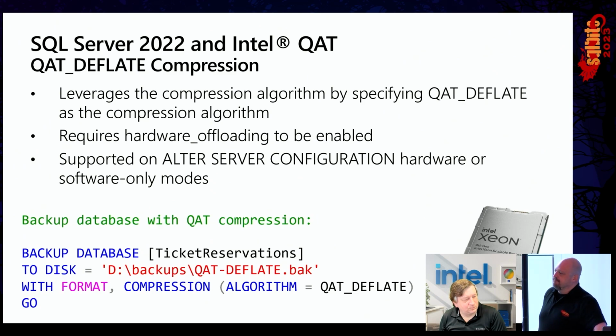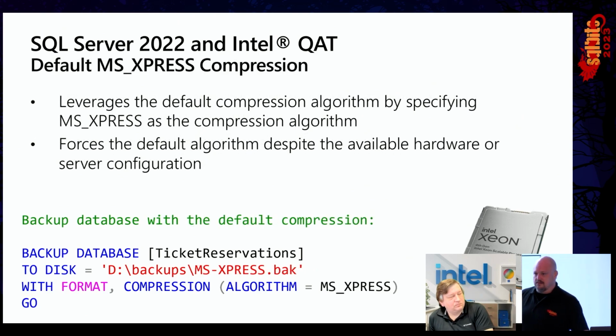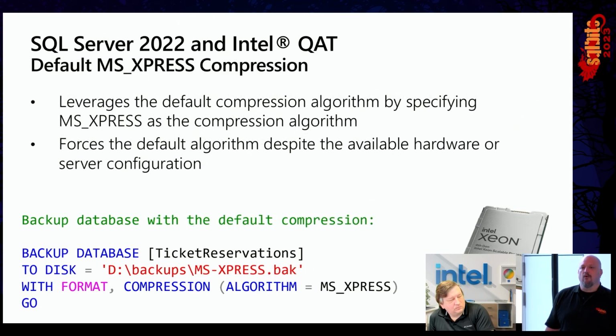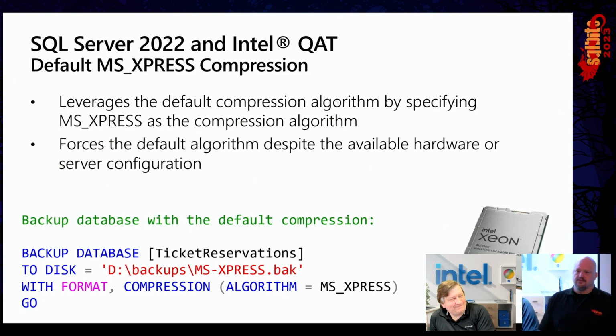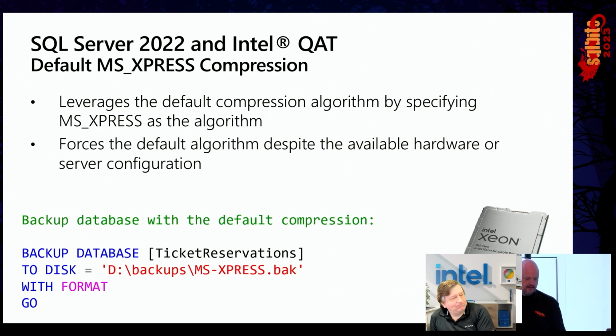Then I back up. Here you see that I'm using the algorithm QAT deflate. That is how you would leverage this technology to say that I want to use the QuickAssist technology algorithm for my backup. Or I choose MS Express. Now, we do this across the SQL Server product, the principle of do no harm. I don't want to break your backups. You have all these other backup scripts already, and we're not going to break them. The default is still going to be MS Express.